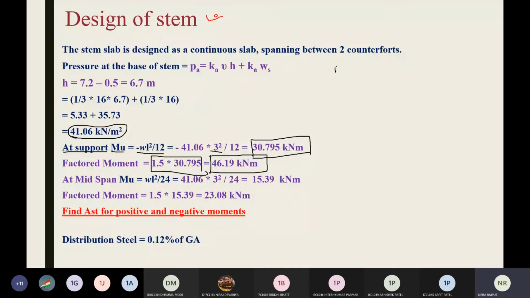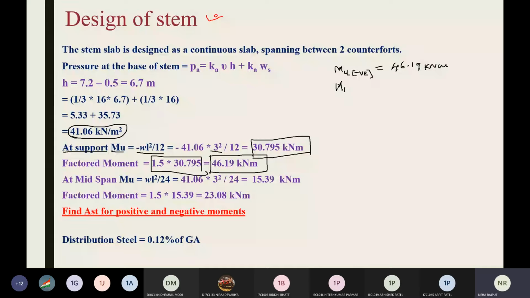So your Mu negative factored moment is equal to 46.19 kilonewton meter. So this is your factored moment negative.